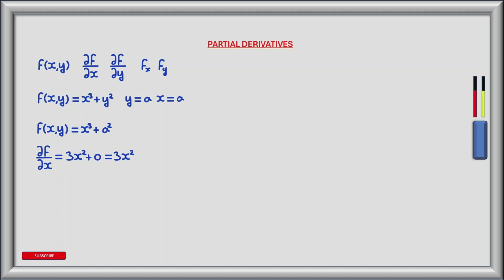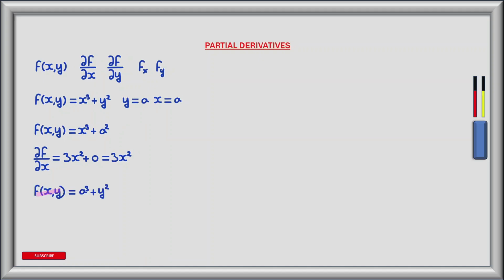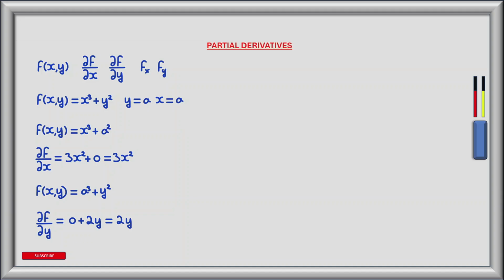Similarly, we can take the partial derivative of f with respect to y. This means holding the x variable constant. So in this case, we let x equal a. Our function f of xy becomes a cubed plus y squared, where a is just a constant. And so to find the partial derivative of f with respect to y, df by dy is equal to the derivative of a cubed with respect to y, which is equal to 0, plus the derivative of y squared with respect to y, which is equal to 2y. So the partial derivative of f with respect to y is equal to 2y.